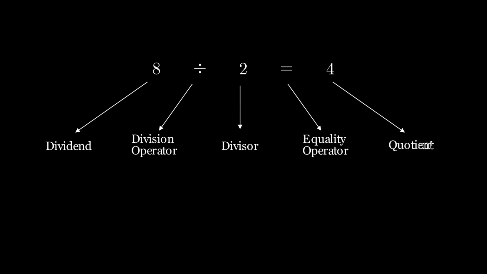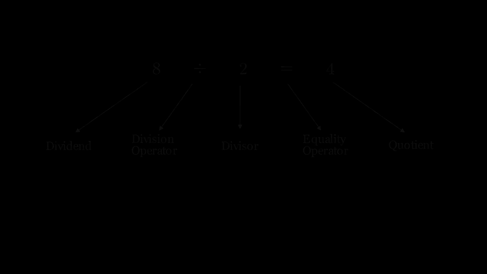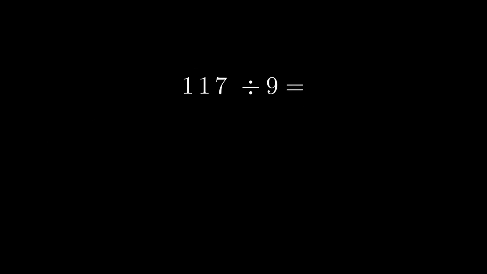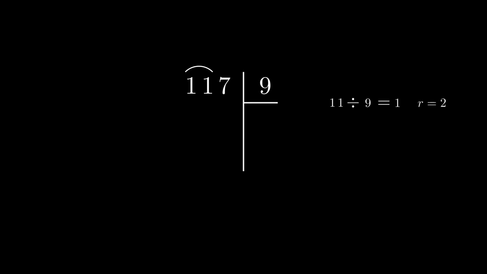Let's try a long division example. 117 divided by 9. 9 fits into 11 once, with a remainder of 2. We bring down the 7 to make 27. And 9 fits into 27 exactly 3 times, no remainder. So, 117 divided by 9 equals 13.